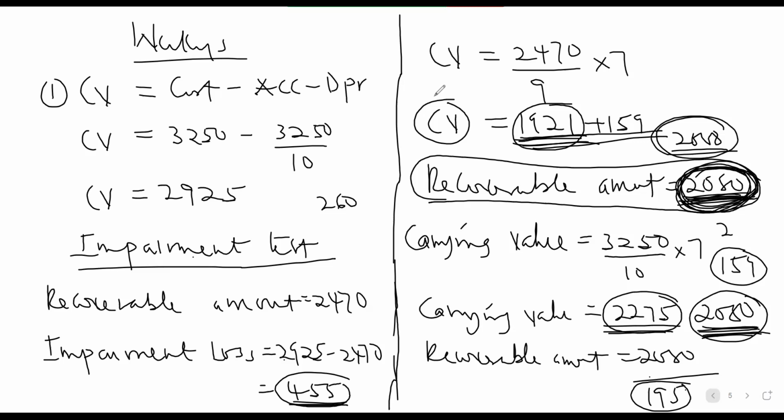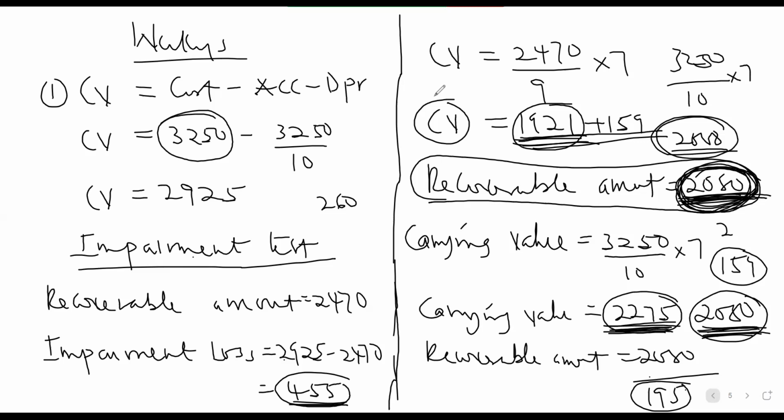The time that you are going to do the reversal is the first day that you are undertaking the impairment test on the asset. If that is the first day, then you use your asset at the original cost and depreciate it to the date that you are doing the reversal. So the carrying value of the asset using the original cost will be 3250 divided by 10 times 7, because we have used 3 years already, and that will give you 2275.